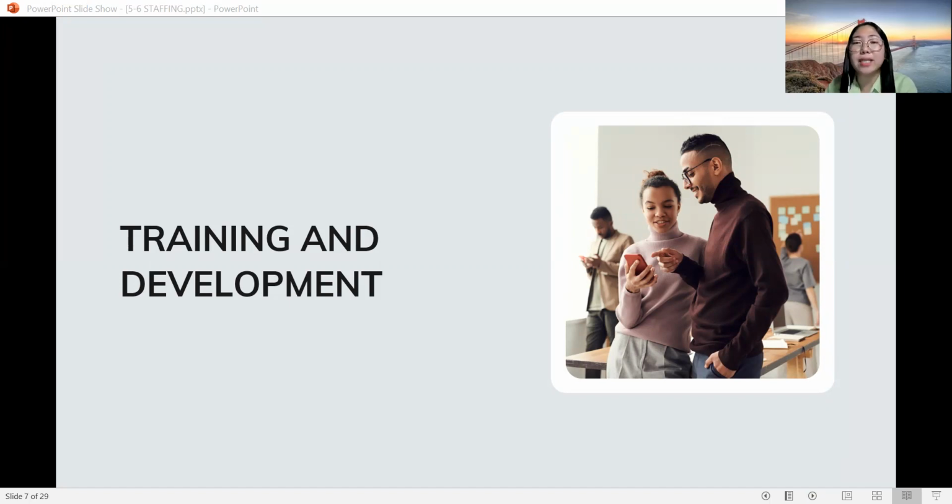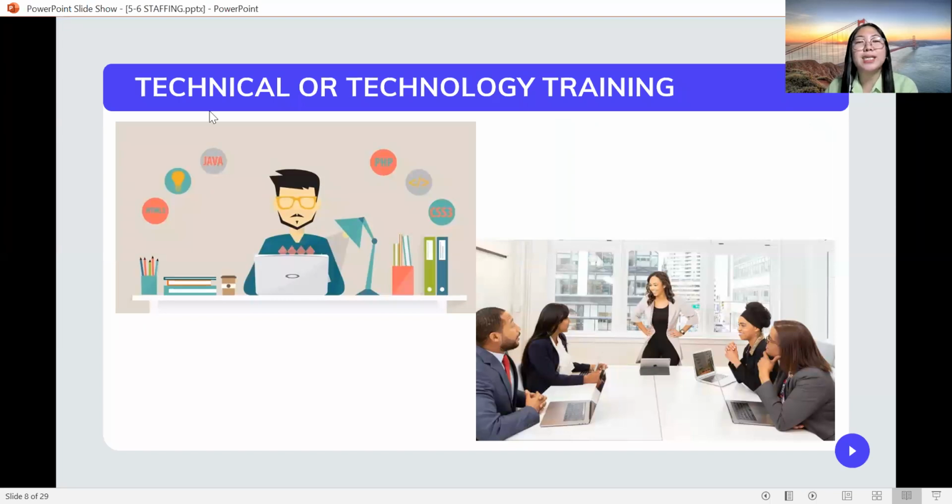So the training depends on the amount of resources available for the training. Of course, kung yung type of company natin, and also yung kung ano yung priority ng ating company when it comes to the place of training. So we have different types of training to be discussed. So number one is technical or technology training.